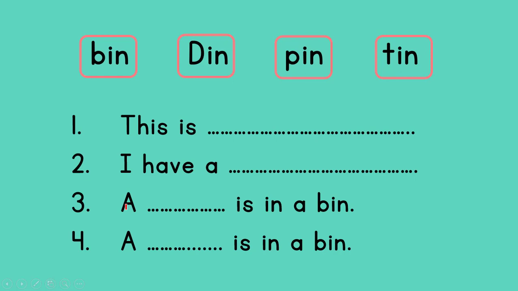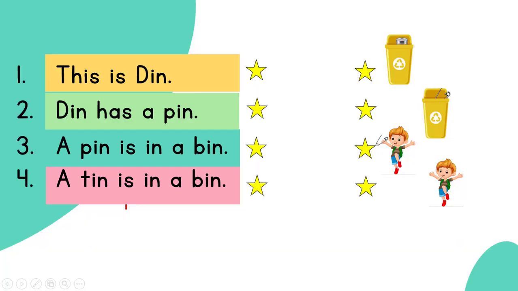Let's see the answer together. Number one, this is, yes, this is Din. All right. Number two, I have a pin or a bin? Yes, a bin. Next one, a pin is in a bin. So the third one is pin. And the last one, what's that? Very good, a tin.